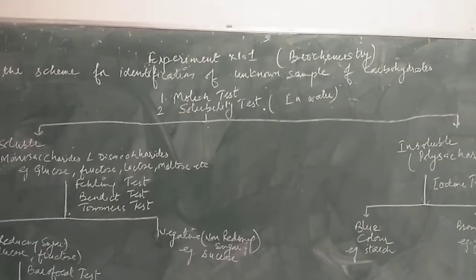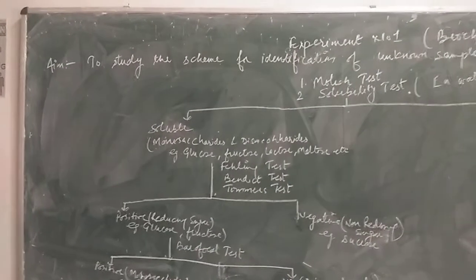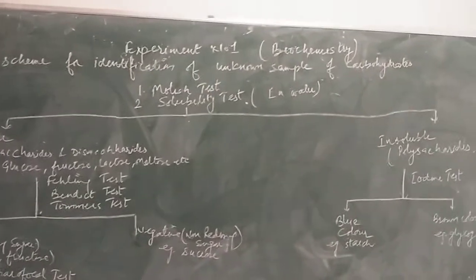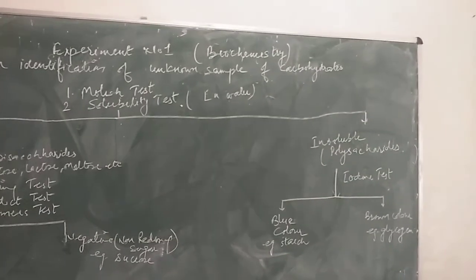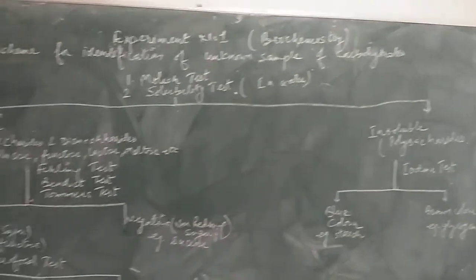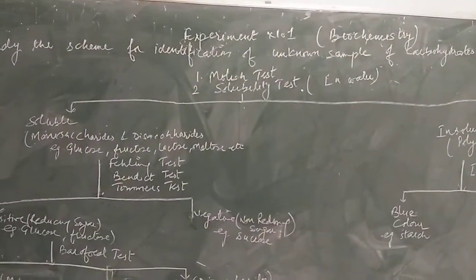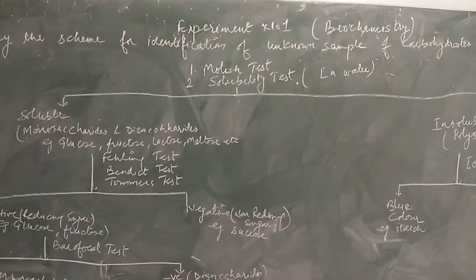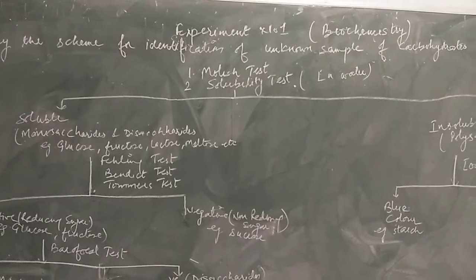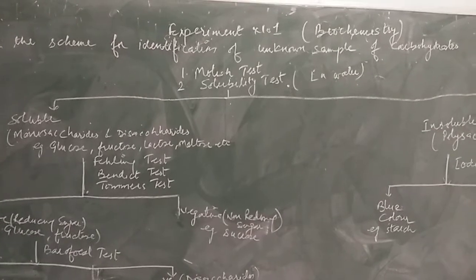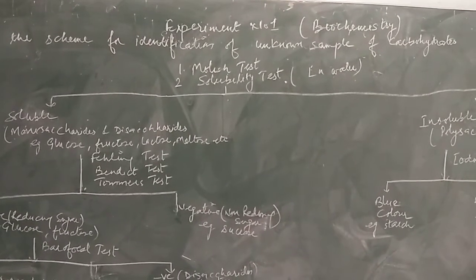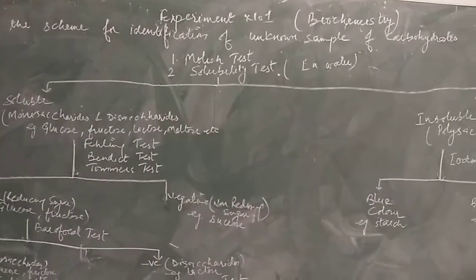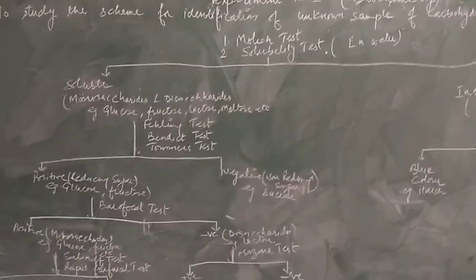So experiment number 1. Today's first practical is to study the scheme for identification of an unknown sample of carbohydrates. Dear students, if you have an unknown sample and someone asks you to identify it, first of all you identify whether carbohydrate is present or not. If carbohydrate is present, which type of carbohydrate is present in the sample. For this we follow this scheme.